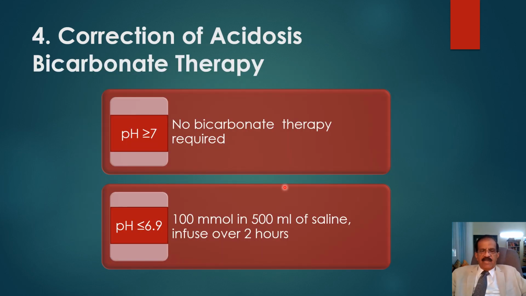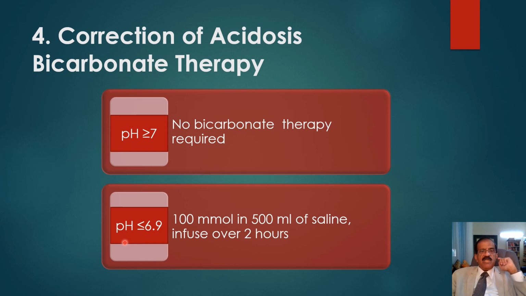Now, fourth component, our strategy is to replace what is deficient, right? Now we are correcting acidosis by bicarbonate therapy. Now, if pH is 7 or above, then no bicarb therapy is required. Please note down that 7.1, 7.2, 7.3, they're all acidotic states. They're all less than normal. Normal pH is 7.4. But we do not replace with bicarb unless somebody's pH is 6.9 or less.